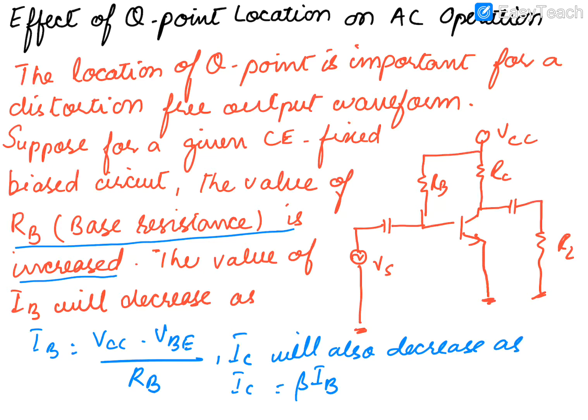Suppose we have a common emitter amplifier with a fixed bias circuit, and in this case suppose we increase the value of RB. When we change the value of biasing resistors, the Q point shifts because the values of IC and VCE change. So when we increase the value of RB, IB will decrease because IB and RB are inversely proportional. So when RB increases, IB will decrease, and IC will also decrease as IC is proportional to IB.